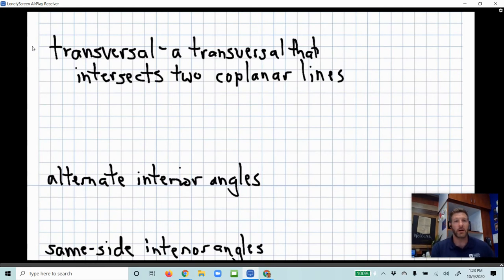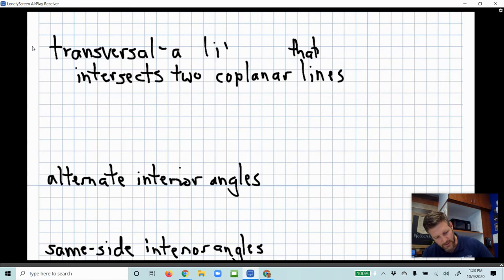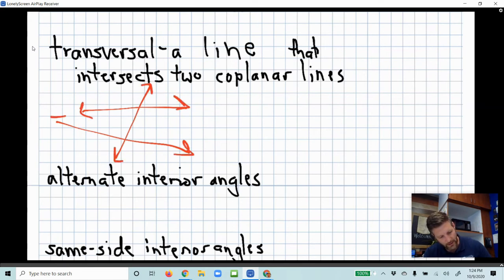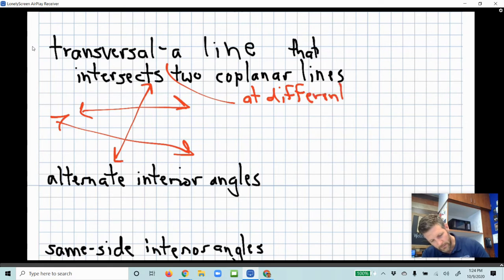Transversals. A transversal is a line. This actually is incorrect. Let me fix this. A transversal is a line that intersects two coplanar lines. Okay, so what does that look like? We're talking about two lines here. These two lines lie on the same plane, and then you have a third line that crosses both lines at different points. I might even add that here, at different points.